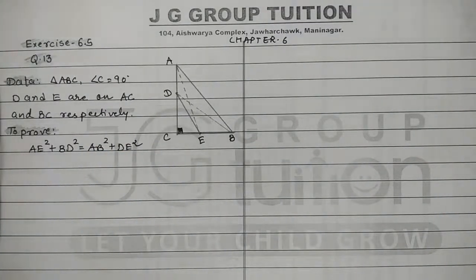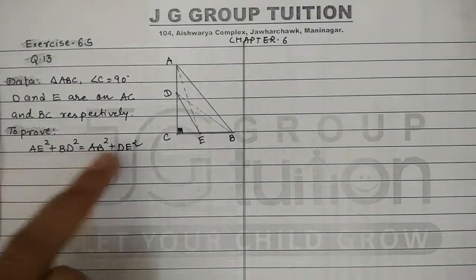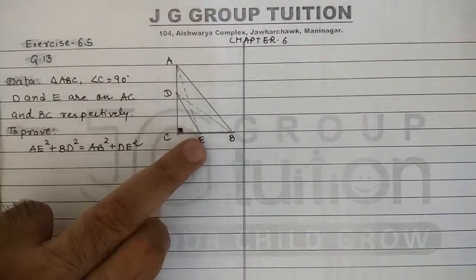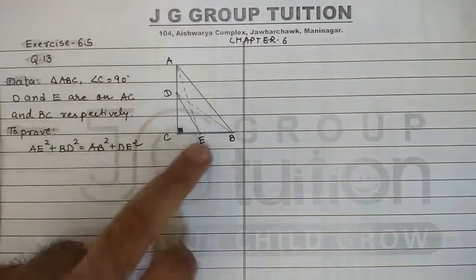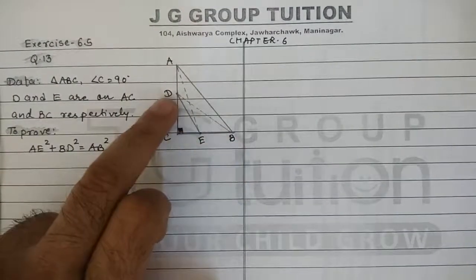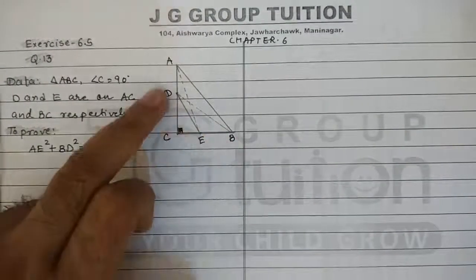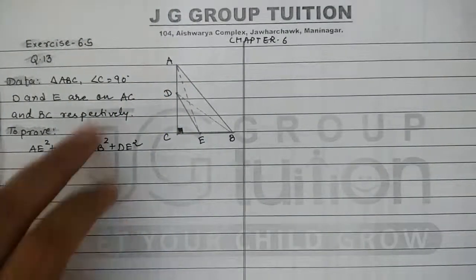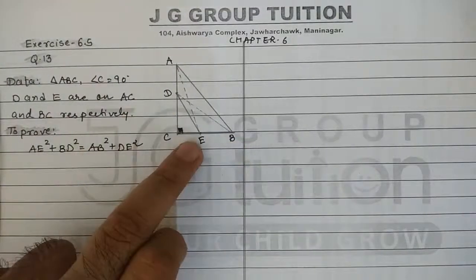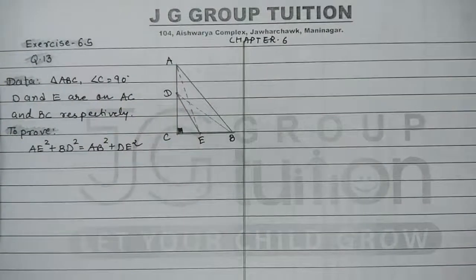Now if you observe this carefully, all of this is AE, BD, AB and DE. Let's see what AE is. AE is forming the hypotenuse for triangle ACE. If you observe BD, BD is again a hypotenuse of triangle BCD. AB is again the hypotenuse for triangle ACB, and DE is again the hypotenuse for DCE. So basically all these we have to prove are the hypotenuses of the respective right angle triangles.